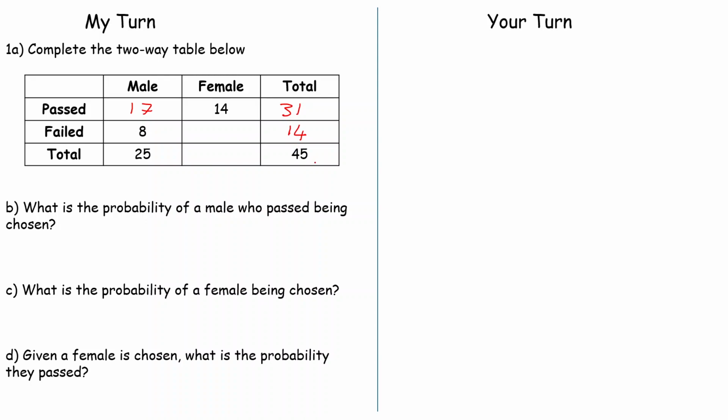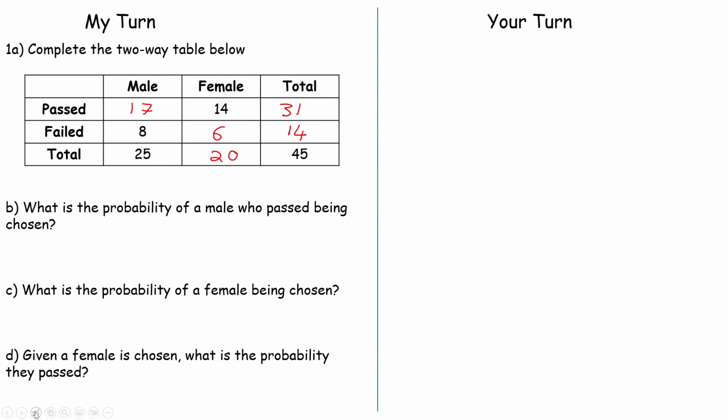Okay, 41, good. And then 8 add something is going to give you 14. So 8 is 6. And hopefully this number should make sense. 14 add 6 is going to give you 20. And 25 and 20 is 45. So perfect. So part A is complete.